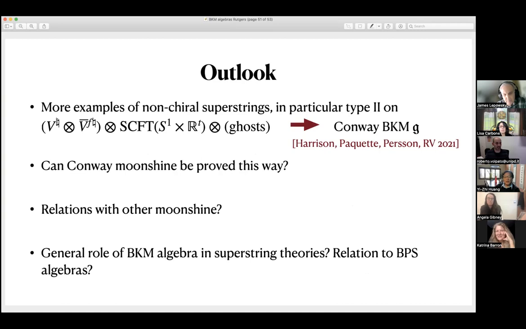So this would be V f natural. You can do something similar, but instead of taking V natural here, you take V f natural. And then you do the same construction and you get the denominators for the Conway BKM superalgebra that I just constructed.